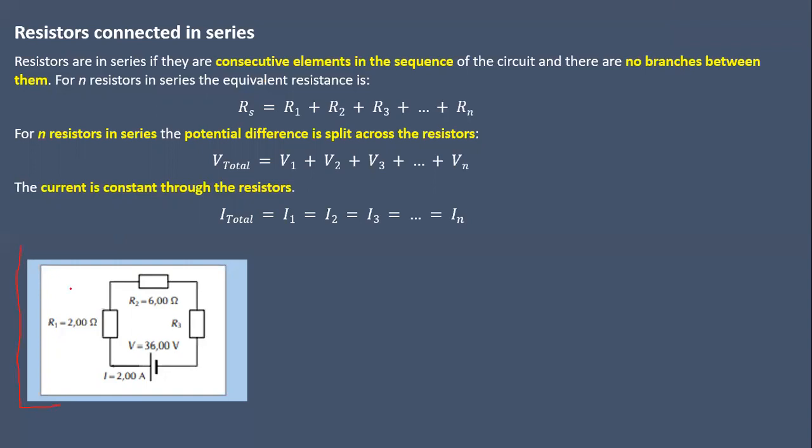Here you have an image of an electrical circuit. You have a battery with a potential difference of 36 volts, and then you have a resistor, R1, with a value of 2 ohms. You have a second resistor, R2, with a value of 6 ohms, and then you have a third resistor which doesn't have a value. I took this from a question, and they were asking the learners to determine the value of this resistance.